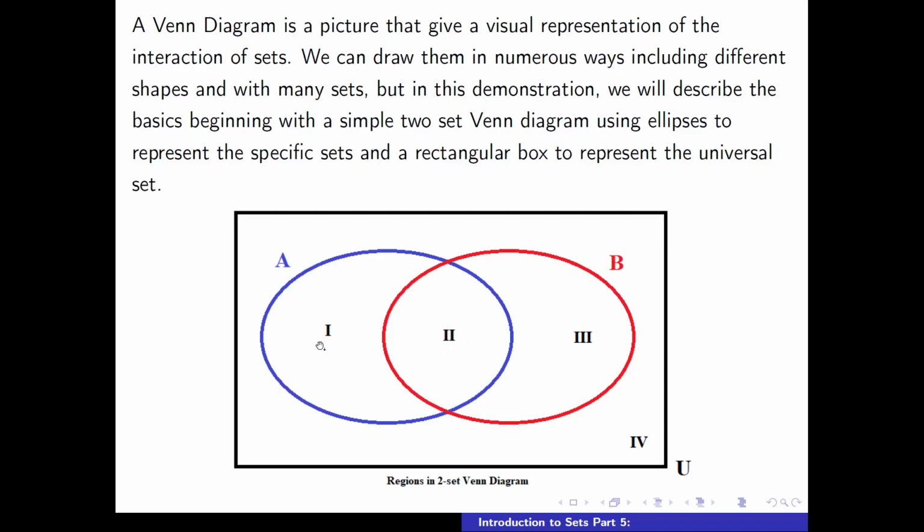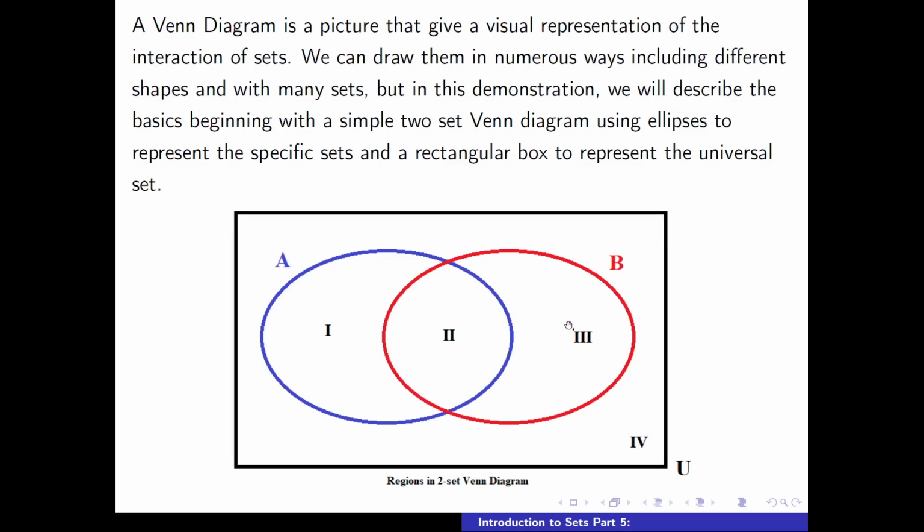Again, because we see visually that region 1 is outside of B, but it's inside of A. So that might be empty, in which case A is a subset of B. Or possibly region 3 might be empty, so everything in B is actually contained in region 2, which is contained in A. That means B is a subset of A. Region 4 could be empty, which means that every element in the universal set is distributed into either A or B, or possibly both. So each one of these could be empty, but they are all disjoint.